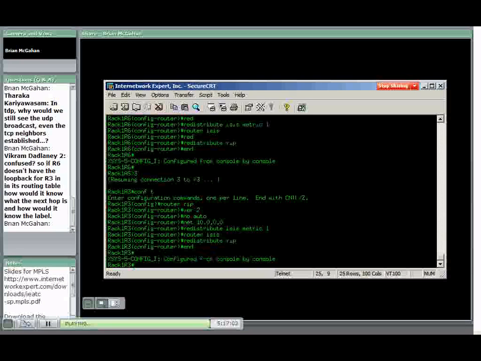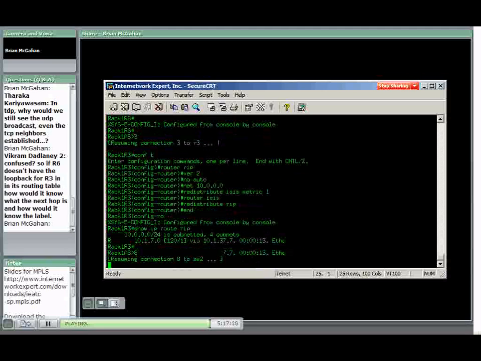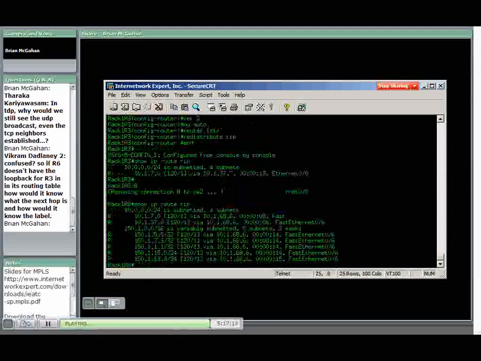Okay, so just the basic RIP process here. We're enabling the process. We're running version 2. We're not doing auto summarization, and then we're advertising the 10 network into the domain. So from router 7 here, we should have reachability to router 3, which we do.